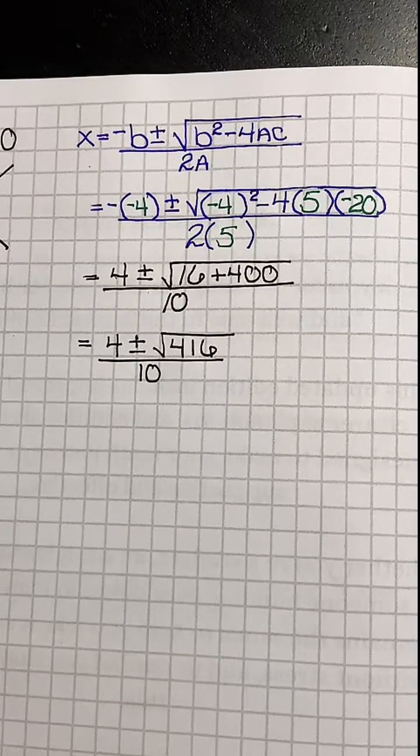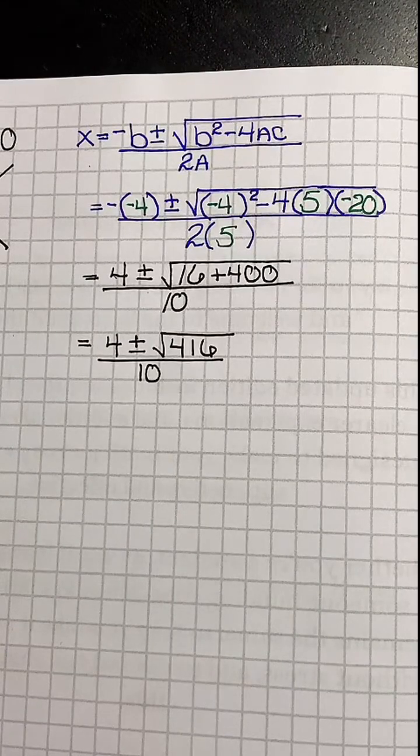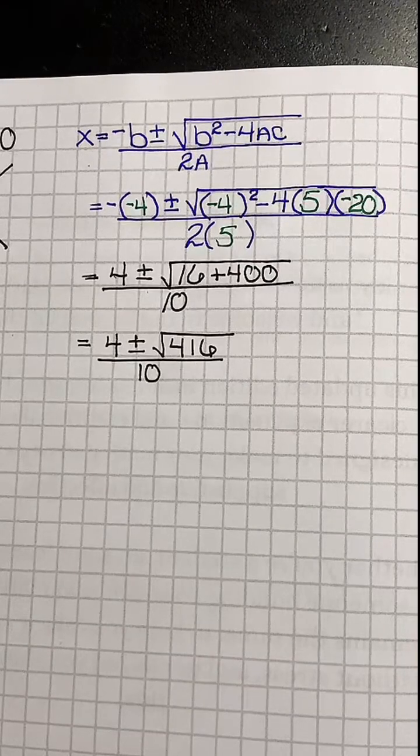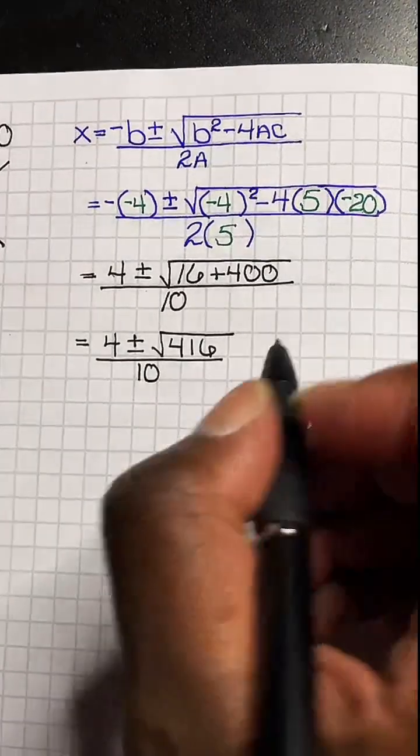Now 416, that is definitely not a perfect square root. But let's see if we can get a square root out of it. I think you can get 4 out of it. But let me see if you can get 16 or 36. You can get 16 out of it. I think that might be your best bet. Yeah, 36 would be a decimal.